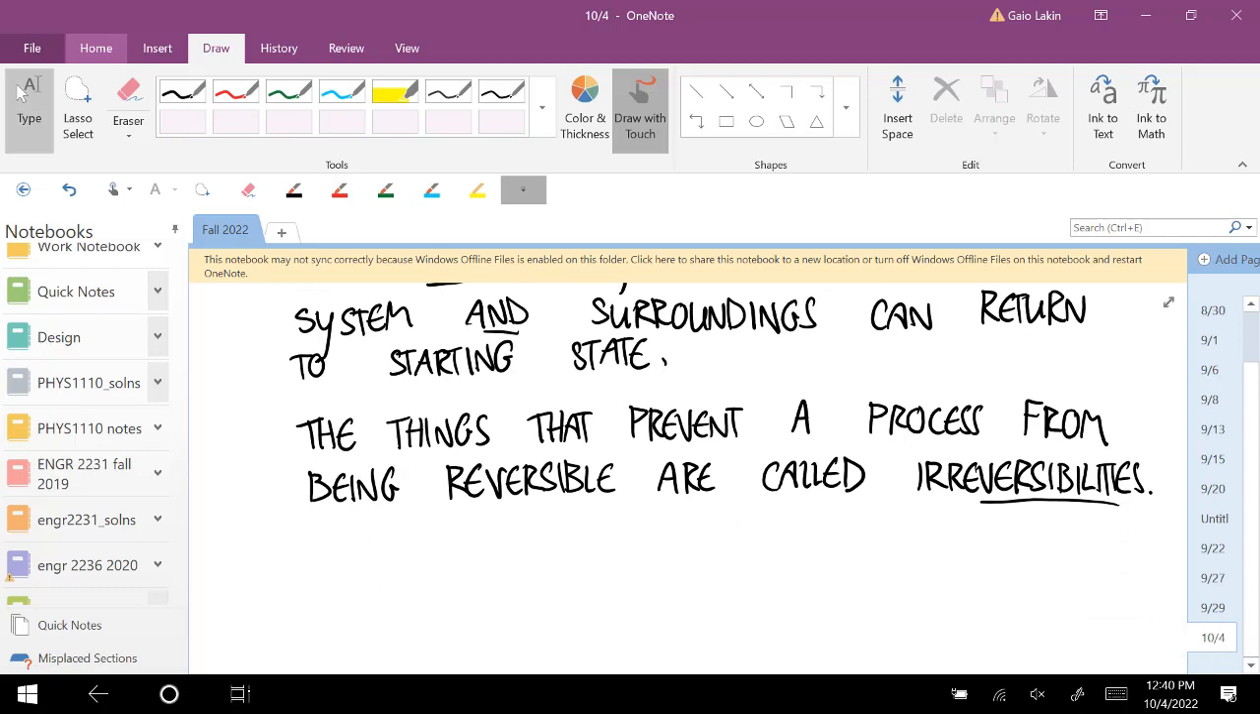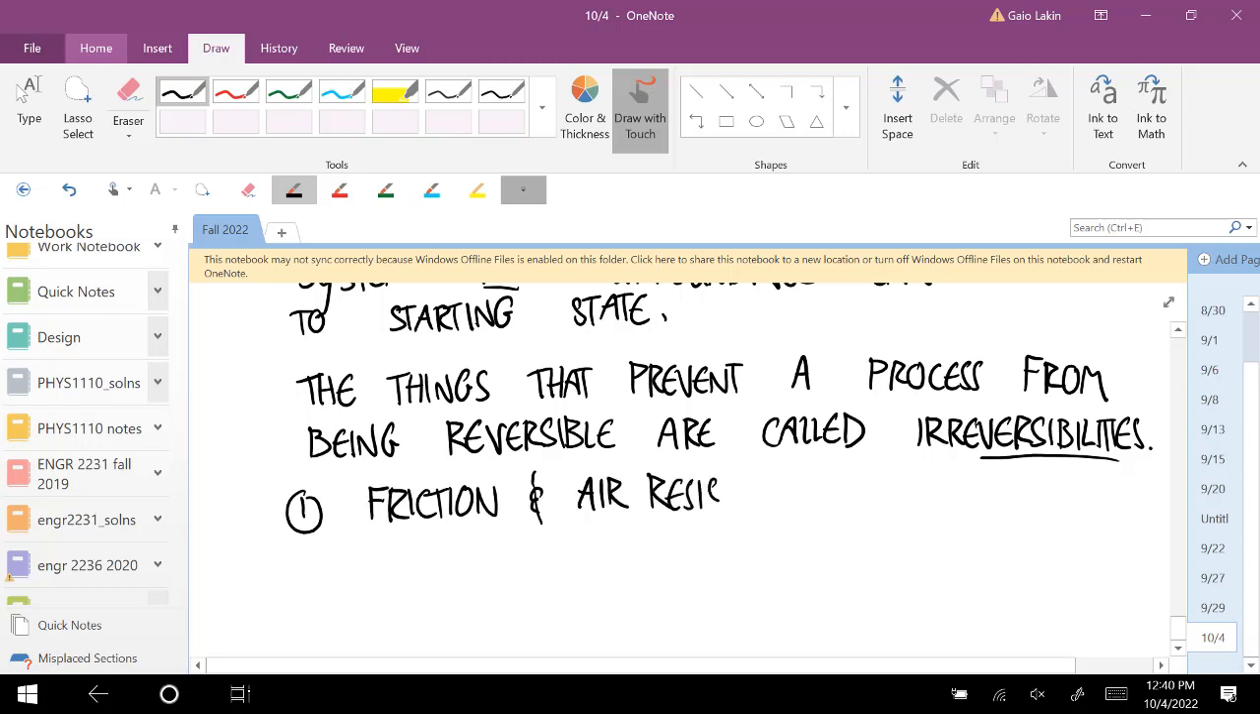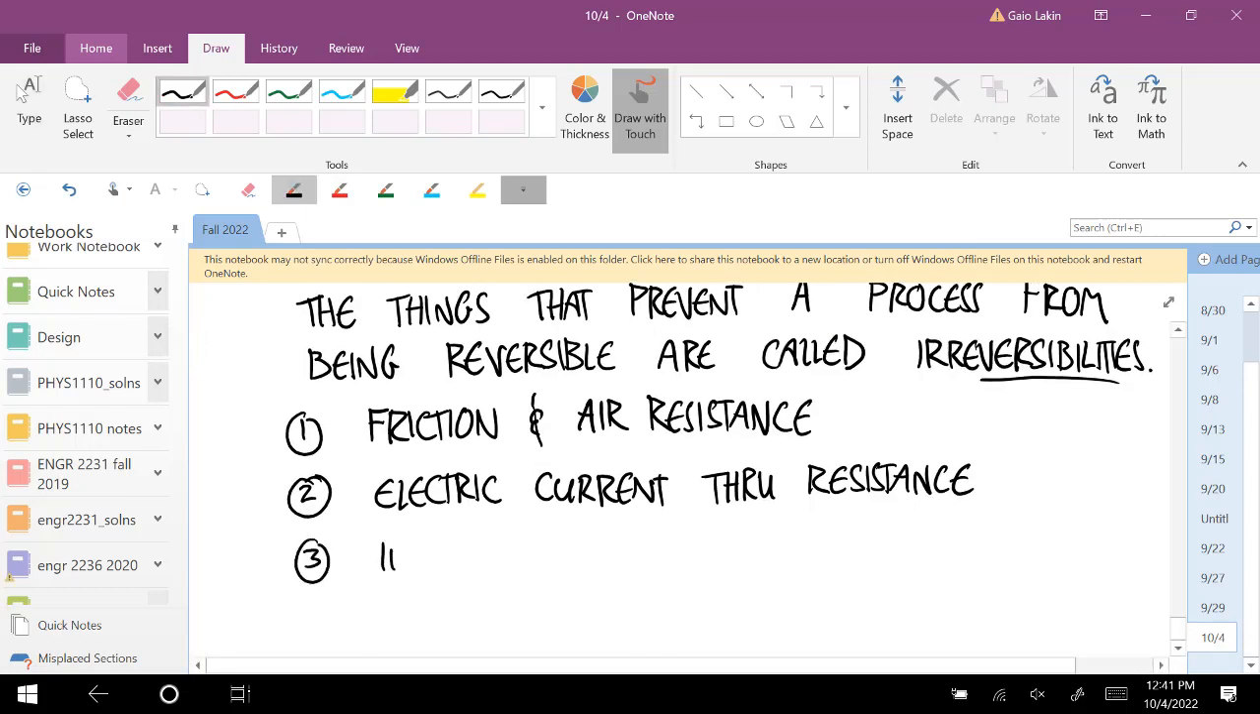So any of these things in your system are going to keep your system from being ideally efficient. The first one is friction and air resistance. We're used to those. But now we're going to get into a few that we haven't thought about in physics 1. The second one is electric current through a resistance. The third one is inelastic deformation.